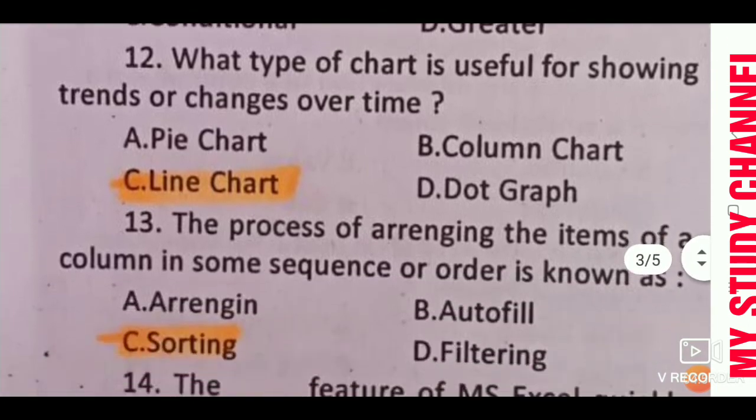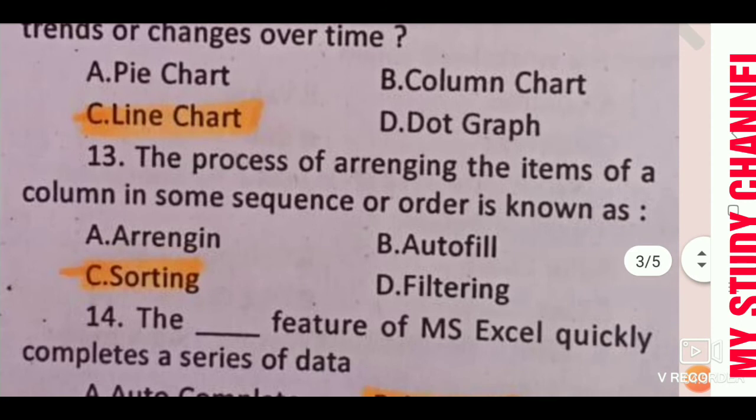Next question is, the process of arranging the items of a column in some sequence or order is known as. Here A is arranging, B is autofill, C is sorting, D is filtering. The process of arranging the items of a column in some sequence or order is known as sorting.